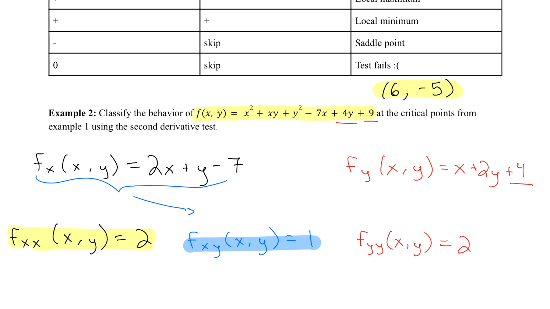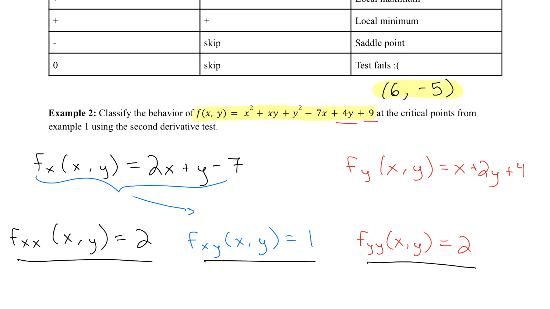And 4 is a constant, so of course its derivative is 0. So here is my last second order partial derivative that I needed. So at this point, I have everything I need. Now this might seem a little bit silly because all of these second order partial derivatives that I found down here are constants.